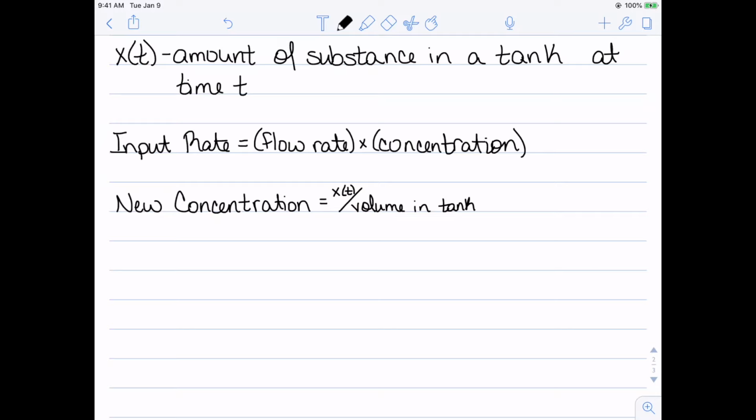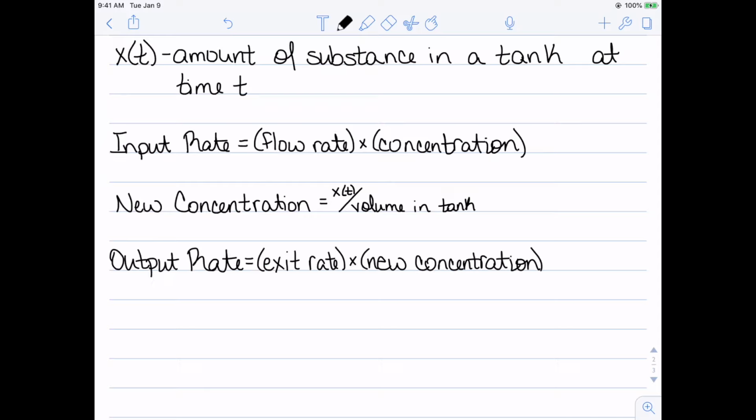We can then get the new concentration, the concentration that's actually in the tank, by dividing x of t, the amount in the tank, by the volume in the tank. We then get the output rate by multiplying the exit rate by this new concentration rate. So let's look at some examples.